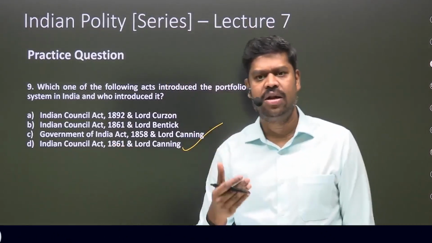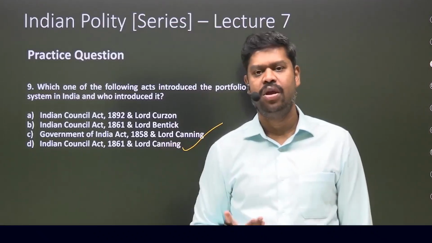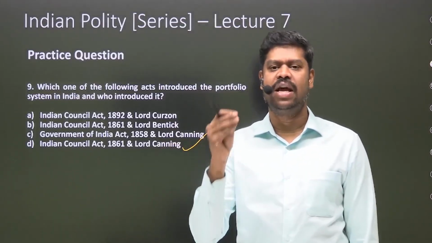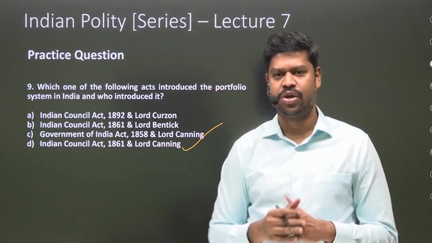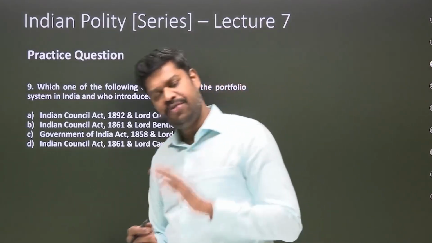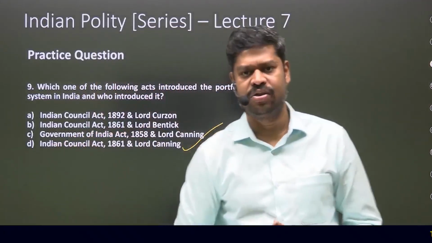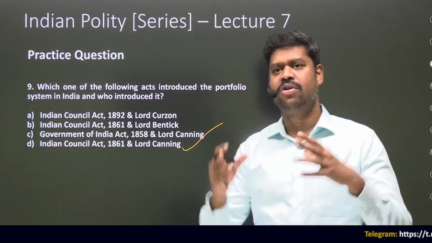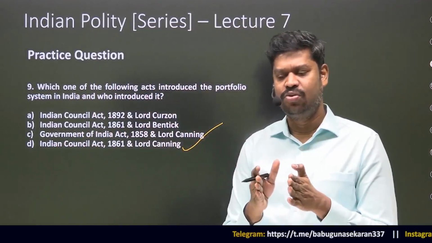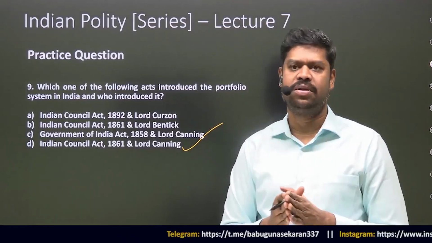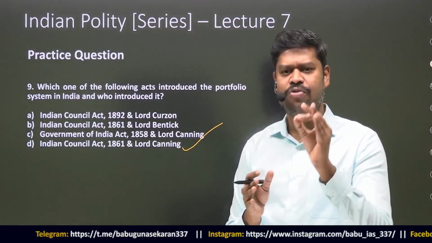We already learned what the portfolio system is. Just before we move to the next question, the portfolio system is basically allocating certain departments or ministries to specific members in the Executive Council. Earlier, before the portfolio system, the council completely looked after all matters of administration. So everybody was responsible for everything, and the problem is that it would be very difficult to fix accountability. Hence Lord Canning thought that we have to bring in what is called a portfolio system.